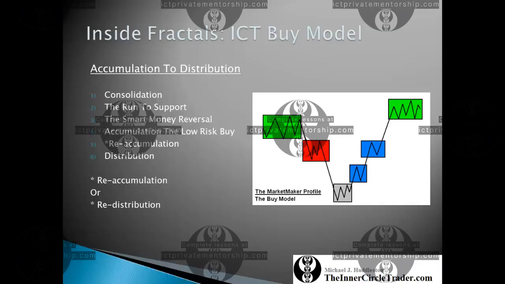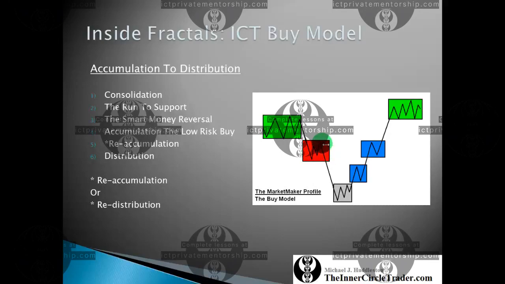So let's talk about specifically what is an ICT buy model. The first stage, when we're looking at this very abstract design, beginning on the left side of the overall pattern or model, is the initial consolidation. This consolidation in the first green box on the left side is the building blocks of the initial drop lower. The second stage is what is referred to as the run to support.